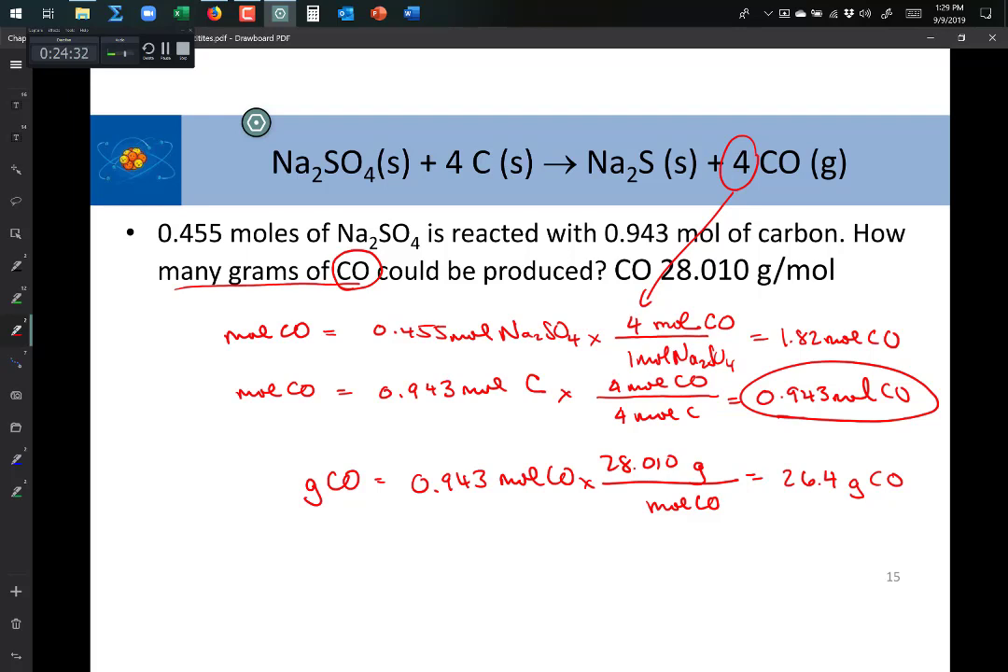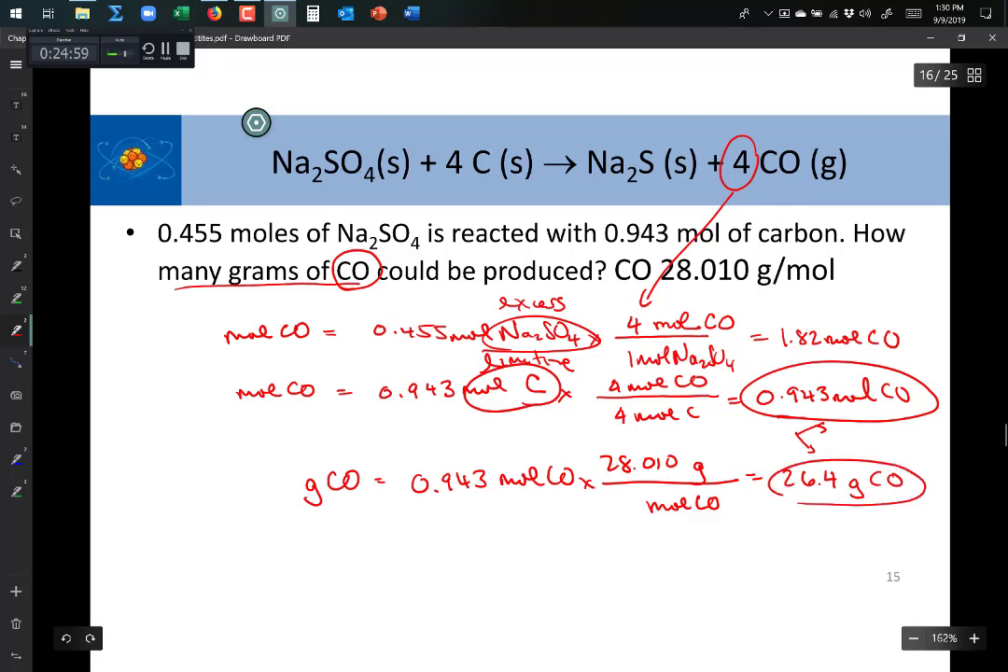So which one's my limiting reactant? Yeah, it's the carbon, right? Excess reactant? Yeah, this is my limiting. This is my excess. Which is my theoretical yield? Yeah, these are both the theoretical yield, just in different units. One's in grams, one's in moles. But typically, you have to calculate it in moles first. There's not really a good way to bypass moles.